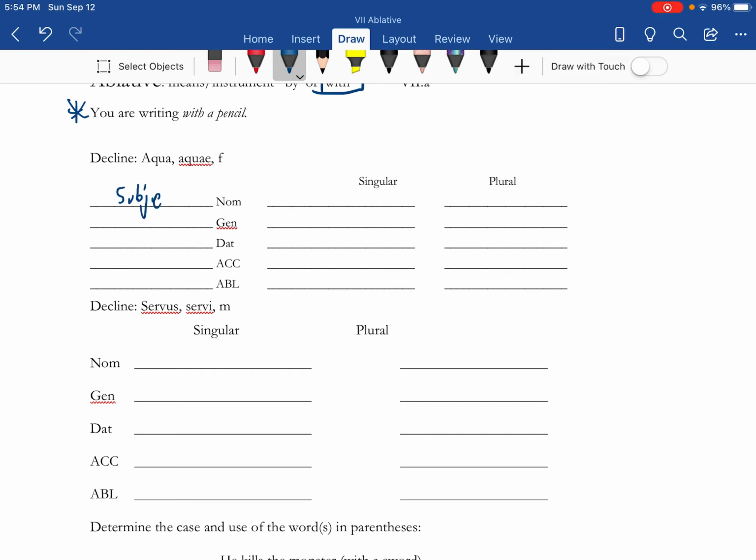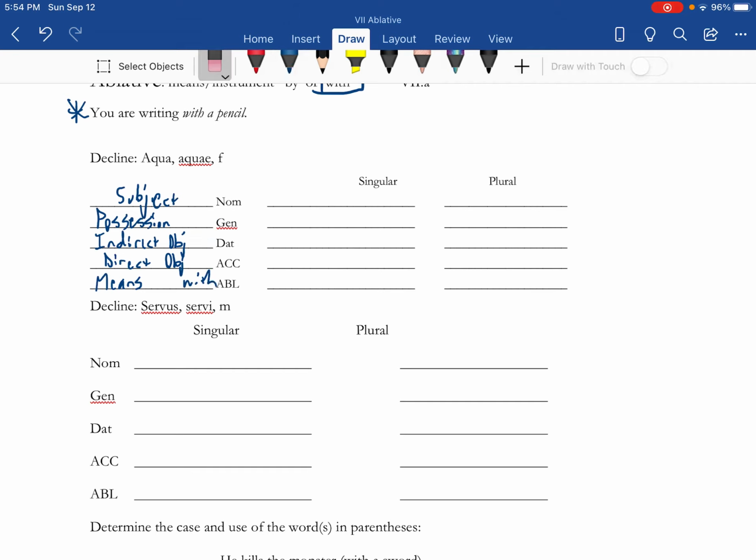We've done this before. That's a subject. It's what does the action. Genitive is possession, of, apostrophe s. Dative is indirect object. It receives the direct object. And our word for that is to. Accusative. Direct object receives the action. Ablative, means or instrument. And then with is going to be our word.